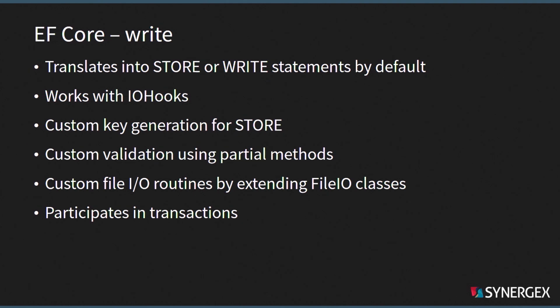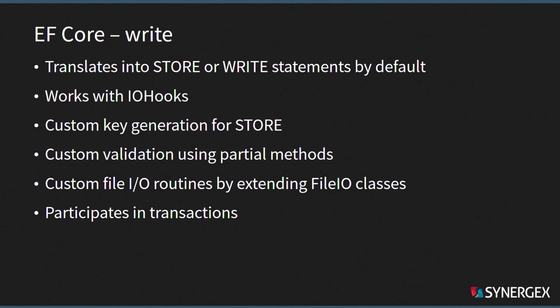We offer partial methods for validating your data. So when someone tries to write some record, you get a chance to look at that record and say, no, this is not valid. You can't possibly store this record. It's breaking whatever set of rules you have in your logic, and it'll reject the transaction and kick it right back out. And again, you can replace all of our I/O routines by extending classes in the file I/O classes. So if you have custom stuff that you have to run on reads or writes, you can replace it with your stuff instead of ours.